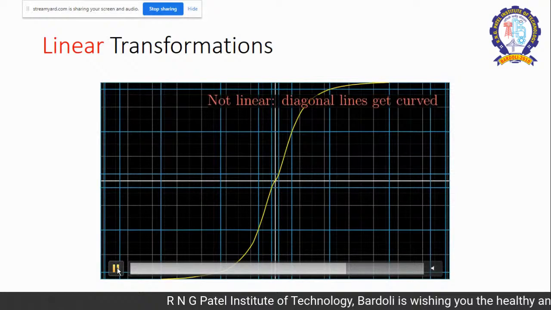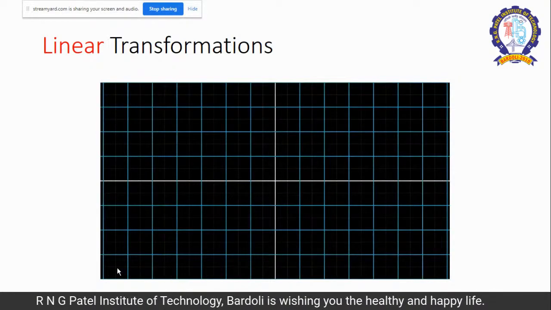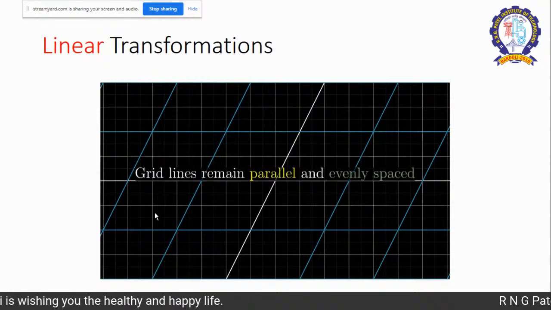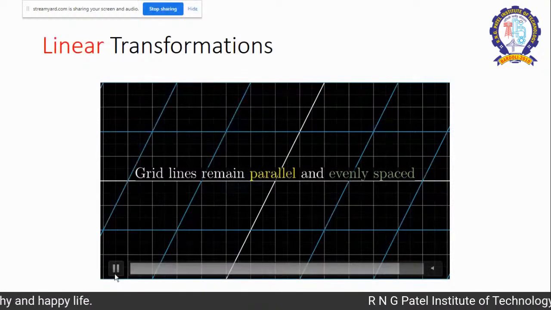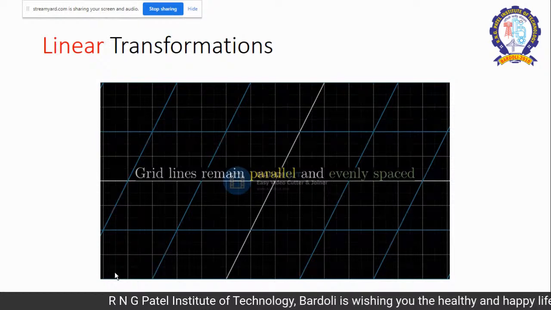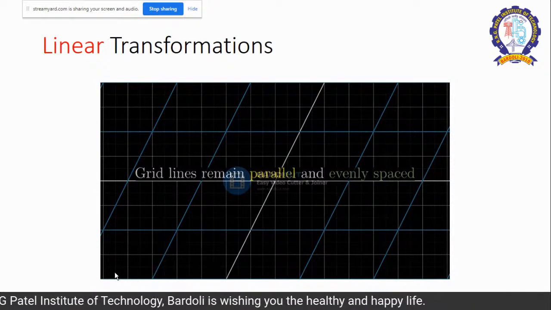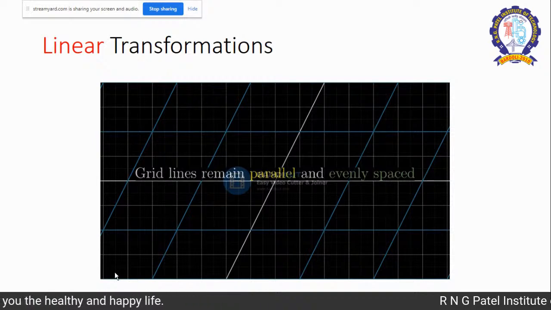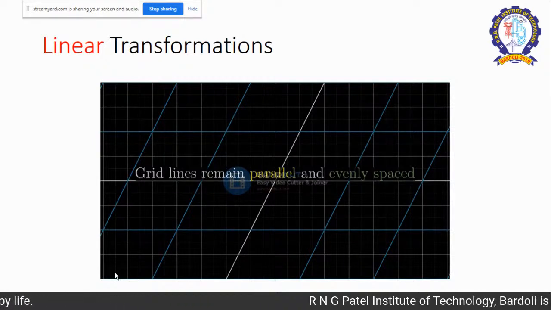So there are certain additional things that we have to include. That additional thing is that the grid lines remain parallel everywhere. If we apply the transformation and the grid lines are not parallel and equidistant, we cannot say that it is a linear transformation.